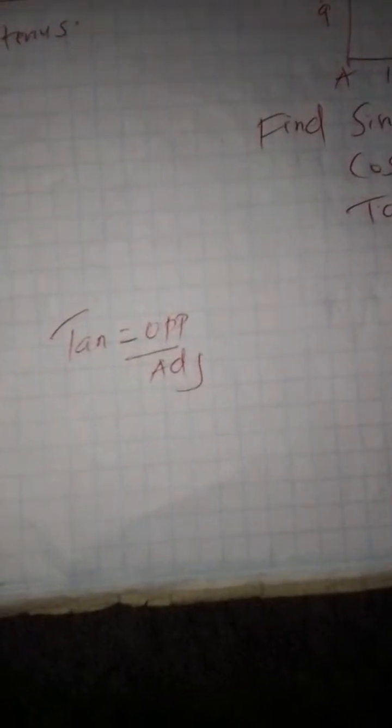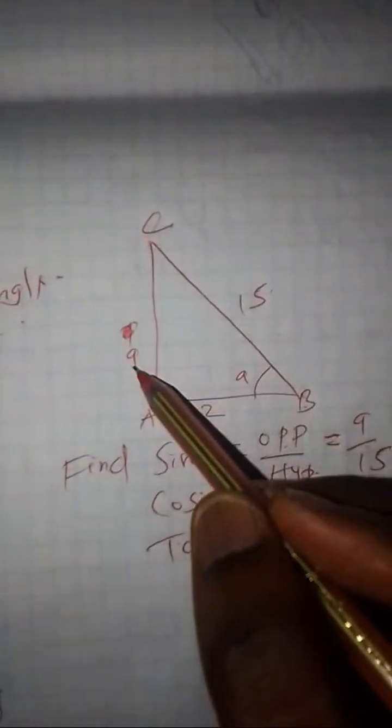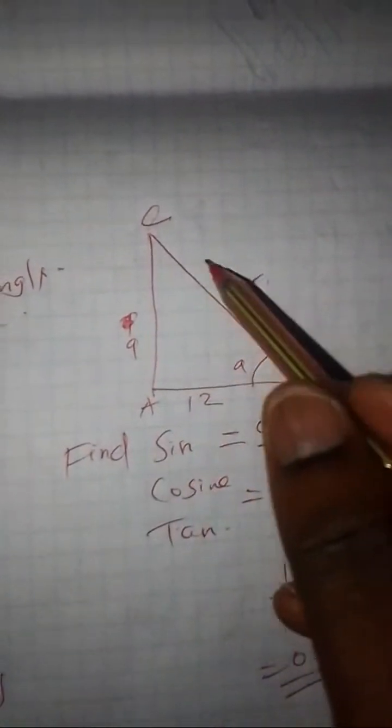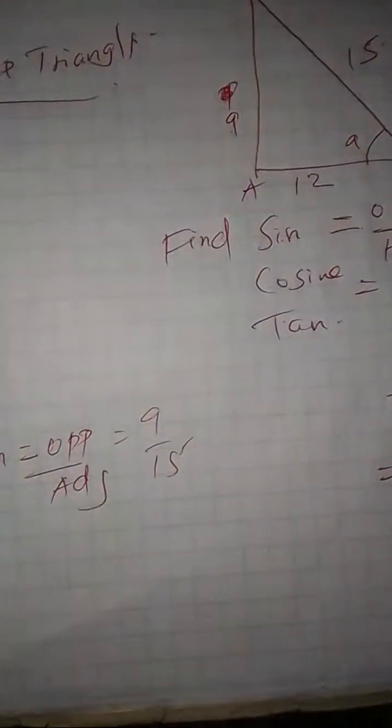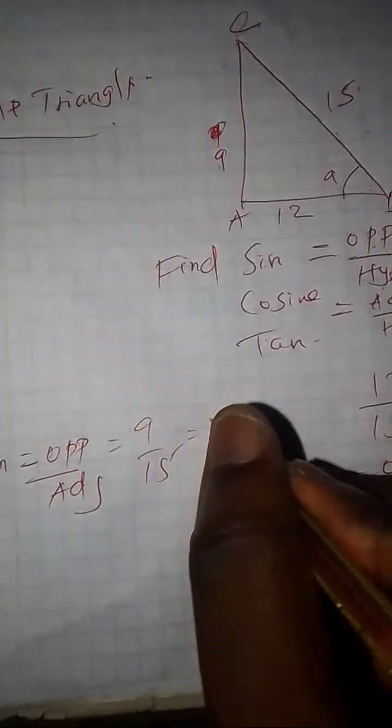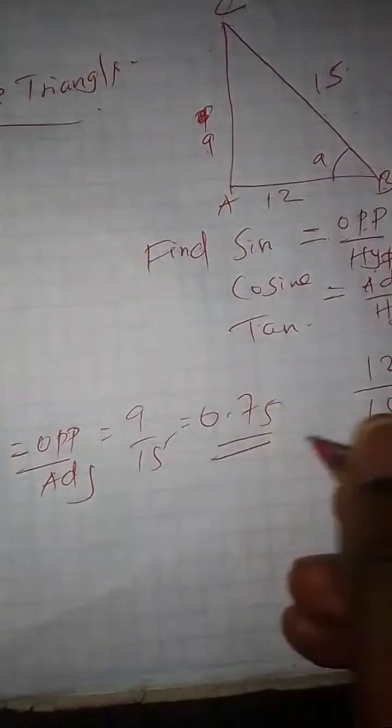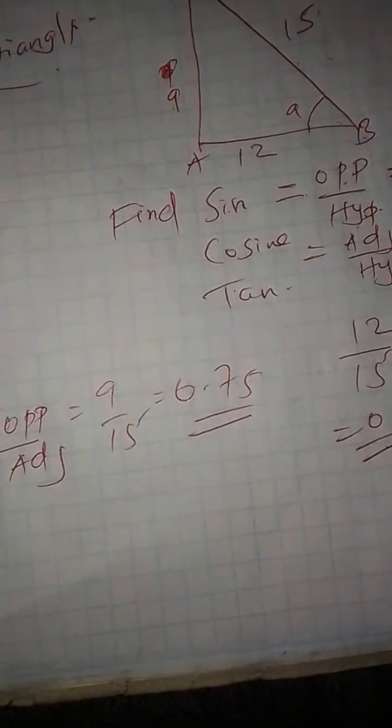So the opposite is 9. This 9 here is the opposite. And the adjacent is 15. So we shall have 9 out of 15. And the answer is 0.75. So that is how we work them out.